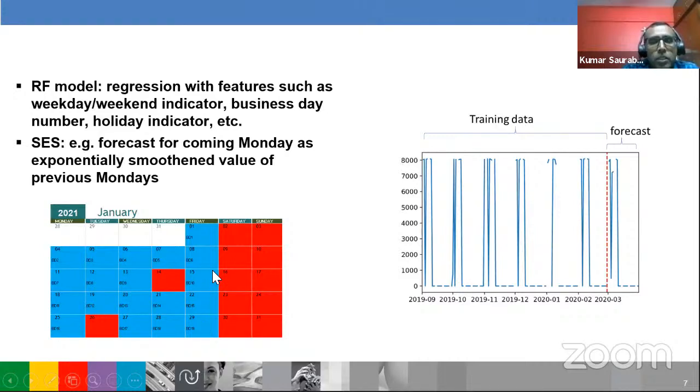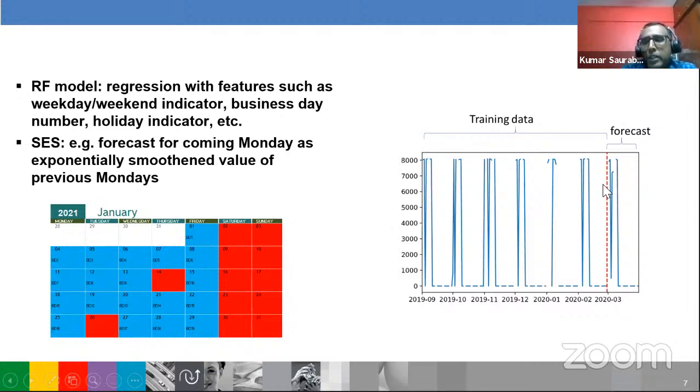So this was one of the features that we created to indicate which particular business day a given day is, along with a few other features such as indicators for whether a given day is a weekday or a weekend, and whether a given day is a holiday or not. So we created certain features like these and a few more, and then passed them to a random forest model. And then we saw that with these features, the random forest model started performing very well, right?